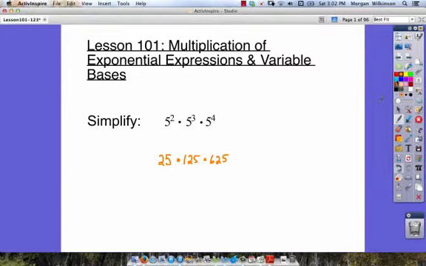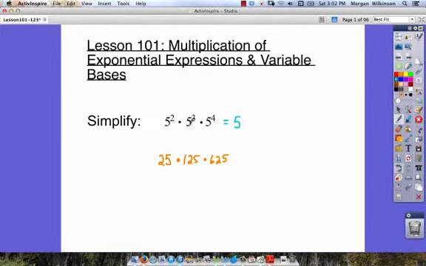There's an easier way to find the answer to this problem, and that's to look and see 5 to what power total. So here in the beginning we have 5 to the second power. Then we have 5 to the third power and 5 to the fourth power. So if we look at how many powers of 5 we have, we can write our answer that way, and it's considered completely simplified.